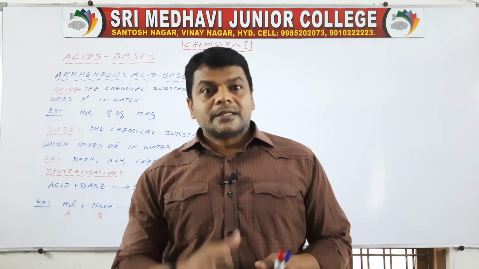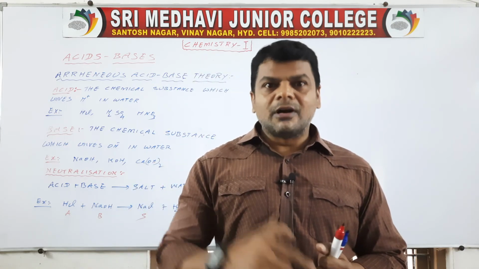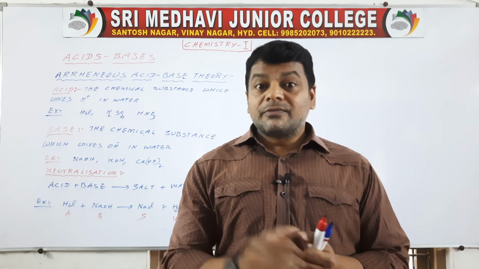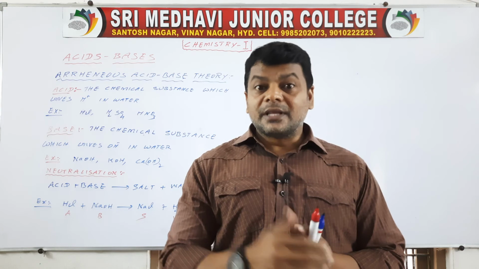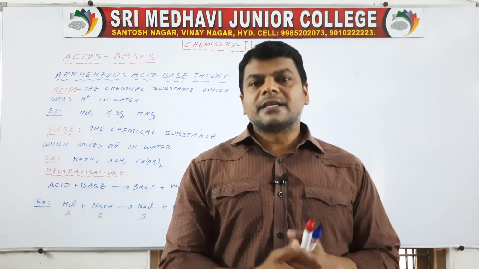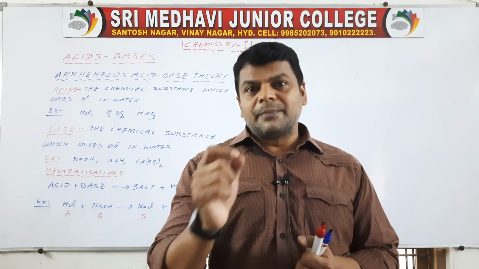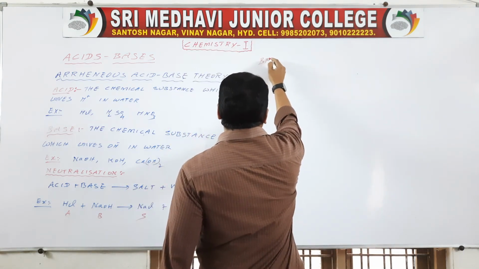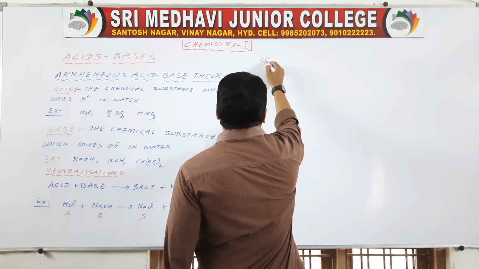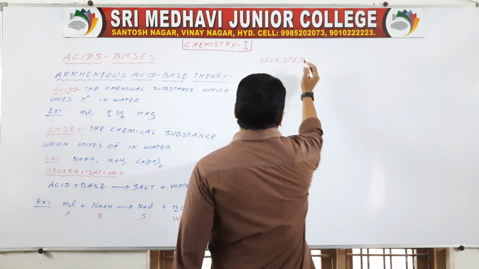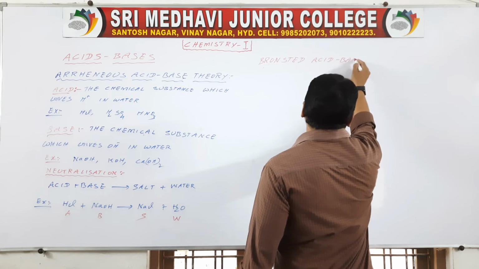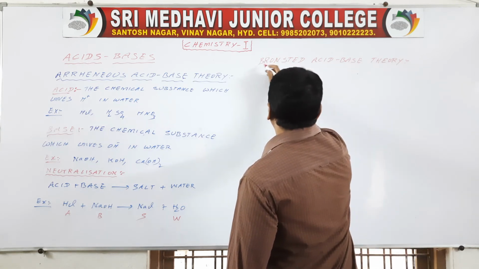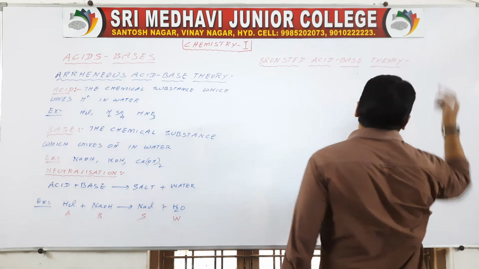Next, some substances do not give H plus ions in water even though they have acidic nature. Arrhenius could not explain such substances. So for knowing that type of substances, the need arises to discuss one more acid base theory, that is Bronsted acid base theory.